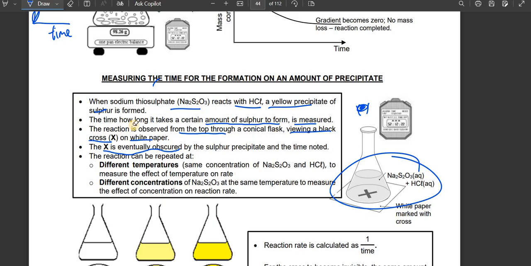Hey, man. No, very good. The word obscured, right? Very fancy word for blocking the view, right? So it's the X eventually, its view is blocked by what? By the sulfur precipitate that is being formed. Okay, so that's what is happening.